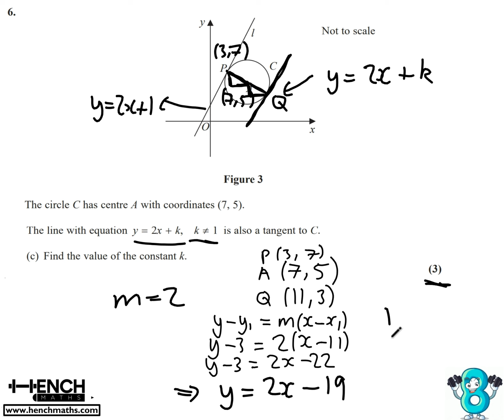So that means here that k is equal to negative 19. That's our solution to question 6C.